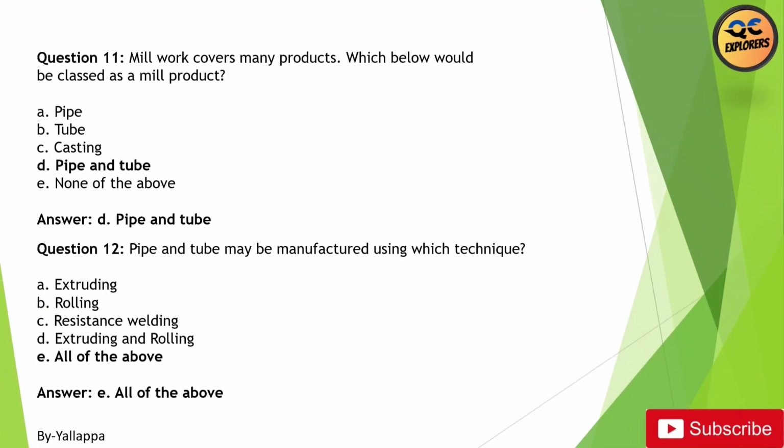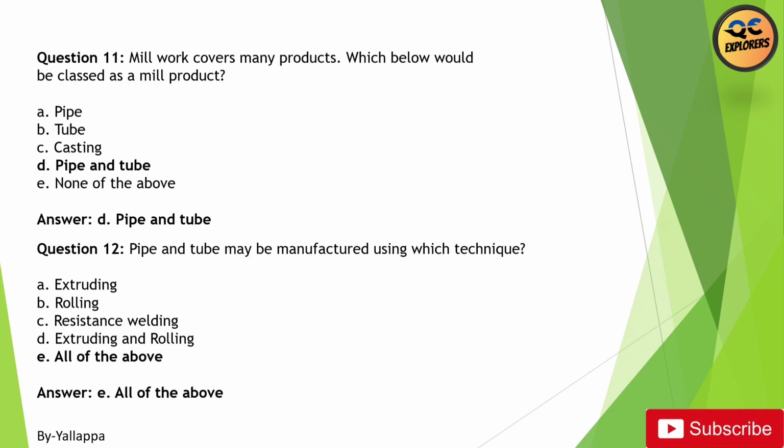Question 11 asks about general mill products. Which of these would be classed as a mill product? We have A. Pipe, B. Tube, and C. Casting. While castings are often secondary processes, D. Pipe and tube are standard products coming directly from the mill.